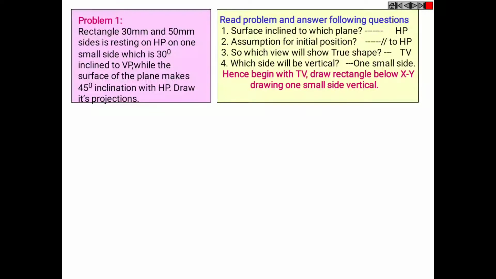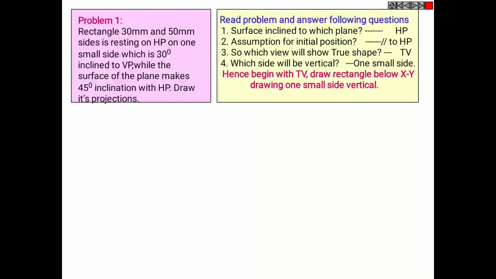While reading the problem, answer the following questions. The surface is inclined to which plane? It is inclined to HP, and assumptions for the initial position are parallel to VP. So which view will show the true shape? The top view will show it. Which side will be vertical? One small side. Hence begin with the top view. Draw a rectangle below XY. Draw one small side vertical.